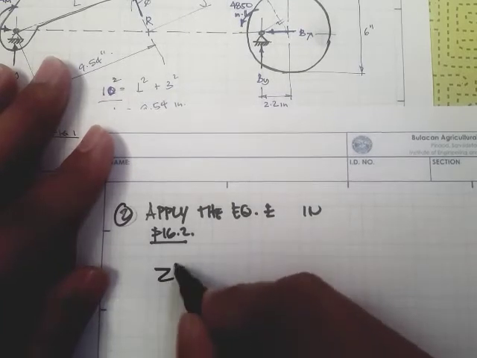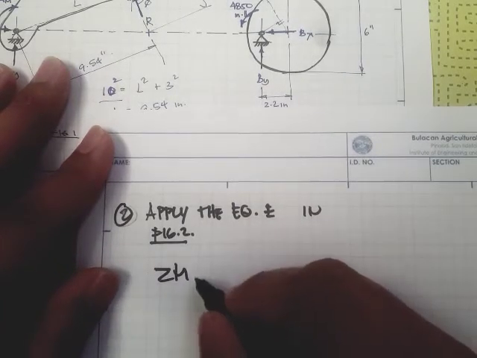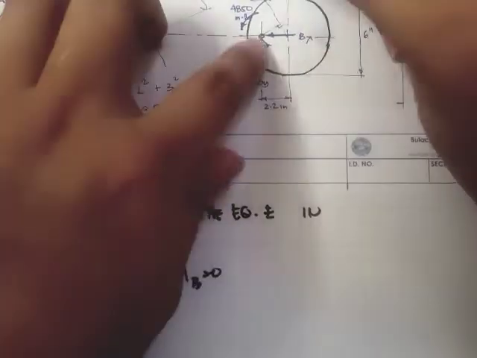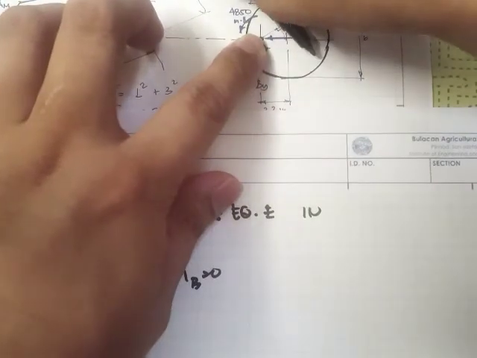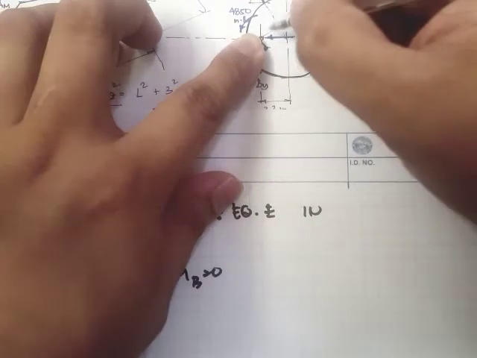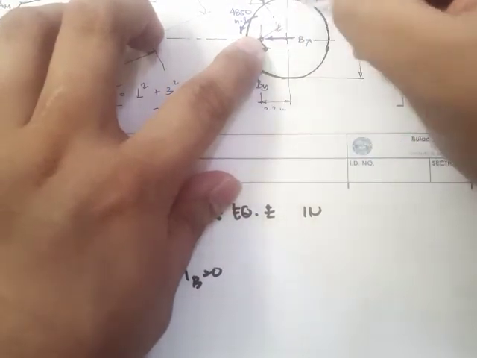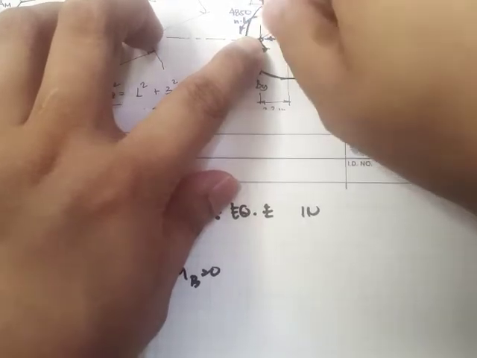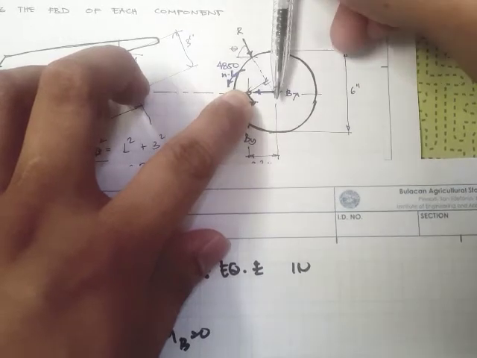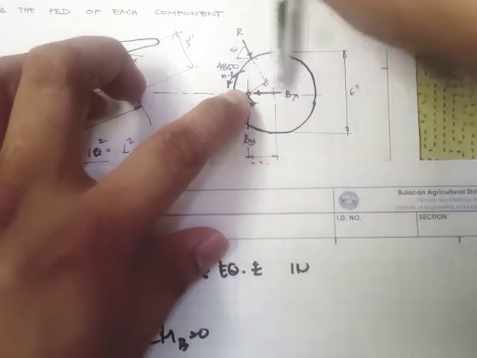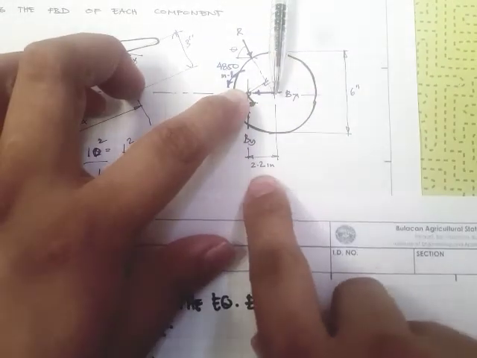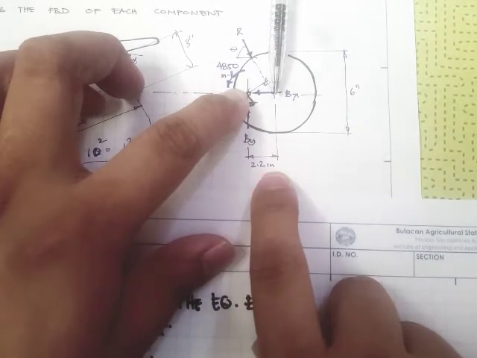Okay, so summation of moment. I'll take a summation of moment at B is equal to 0. If I take the summation of moment, and if this is my R, then I can also find this distance, this is the perpendicular distance. I can also find that, or I can convert this, or find the Y component right here, and the moment arm would be this 2.2 inches, right?